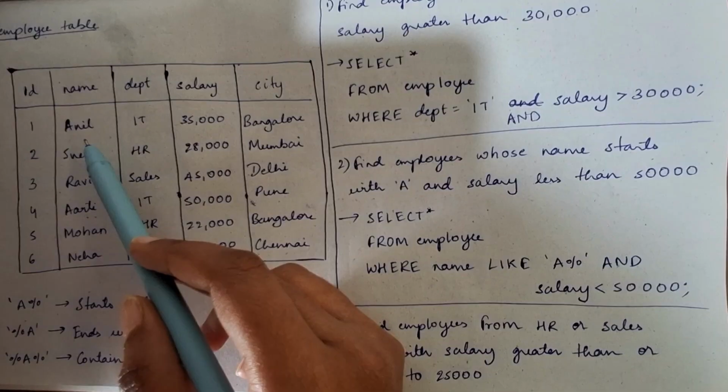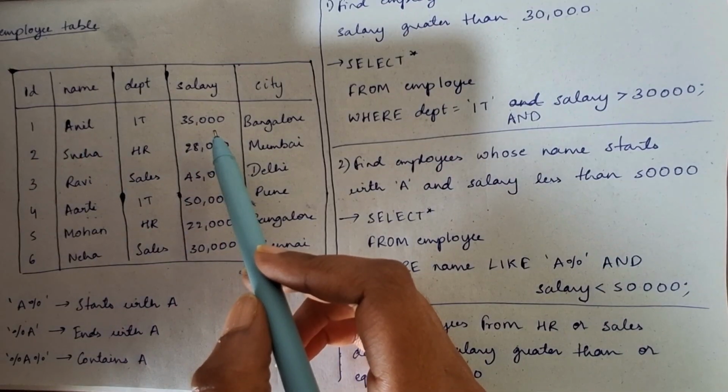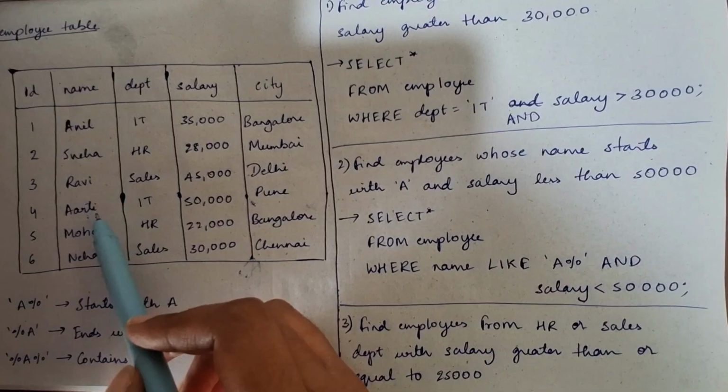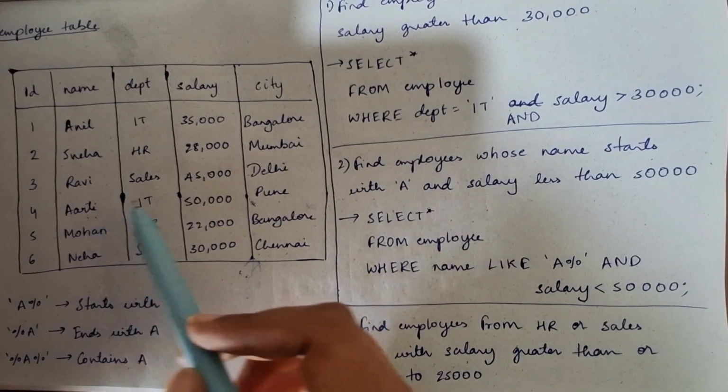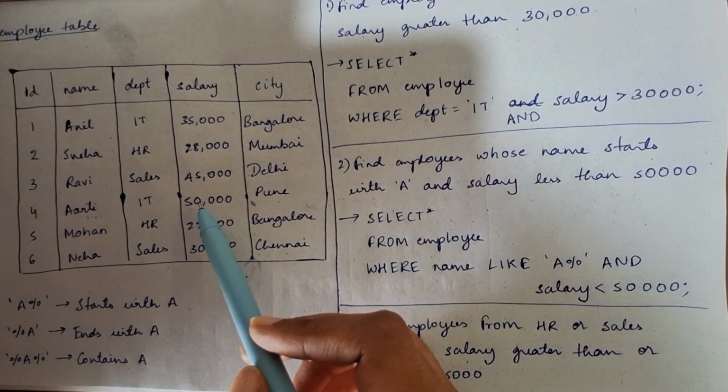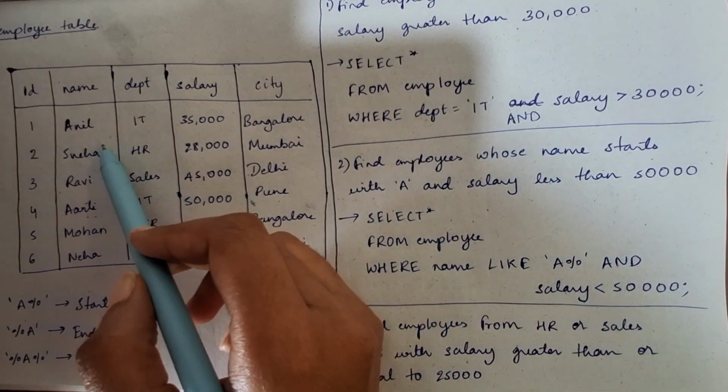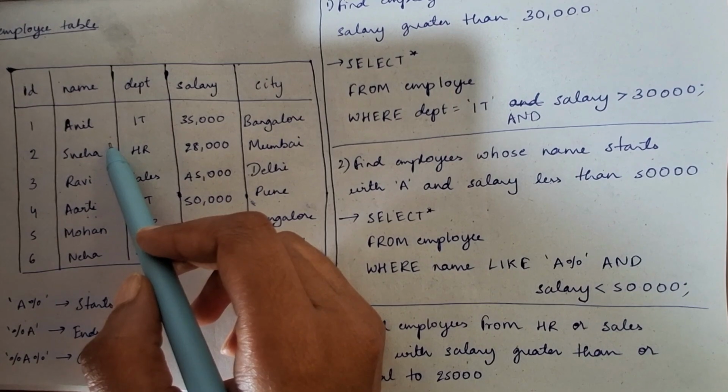Anil starts with A and his salary is 35,000, which is less than 50,000. So he will be selected. Aarti starts with A but her salary is 50,000, which is not less than 50,000. So she will not be selected. So only Anil will be displayed once the query is executed.